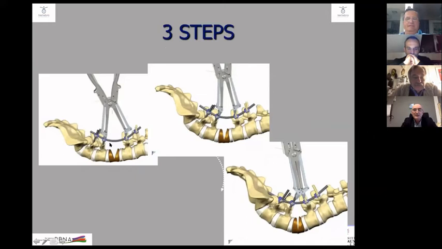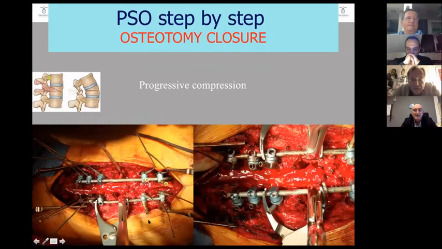So here are the different steps with this instrument. And at the end, you have the closure of the osteotomy. So here's the other technique using the compressor on the screws on top and bottom of the osteotomy. If the screw anchorage is good, you can do that. But in osteoporotic patient, I think you have to be very careful.